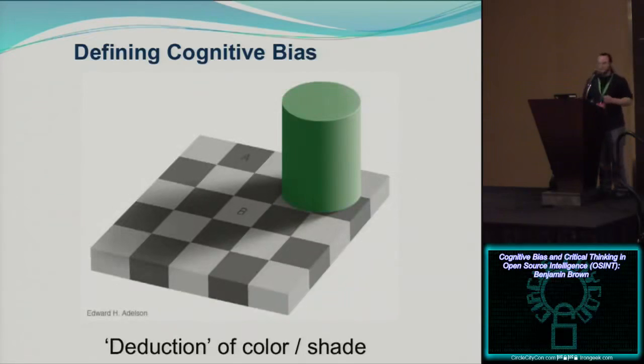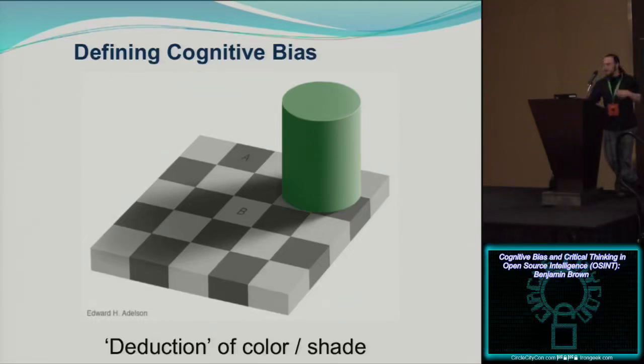In this image here, it's a cylinder on a checkerboard pattern plane. And if you look at the tile that is marked A and the tile that is marked B, A seems to be darker than tile B. So what our brain is doing when looking at this image is it's not seeing the colors as they are. It's deducing what the colors should be, or it thinks based on past experience and a number of other factors what the difference is between those two.